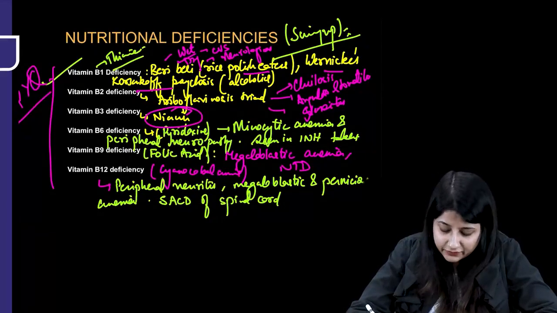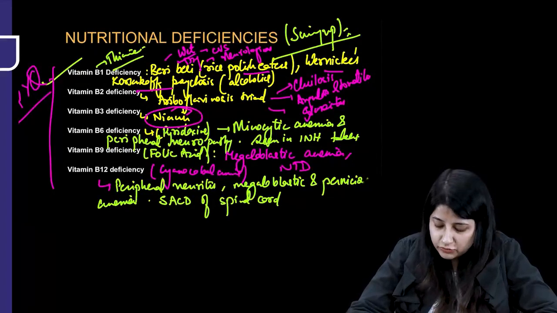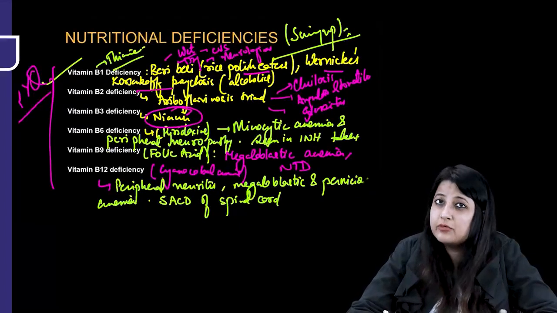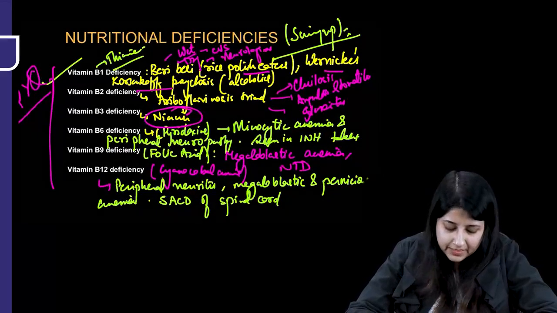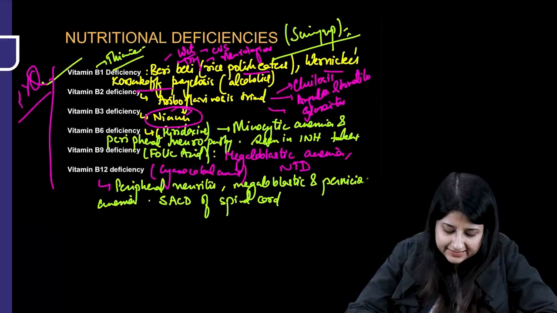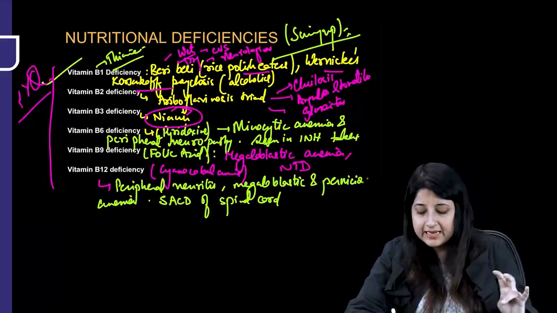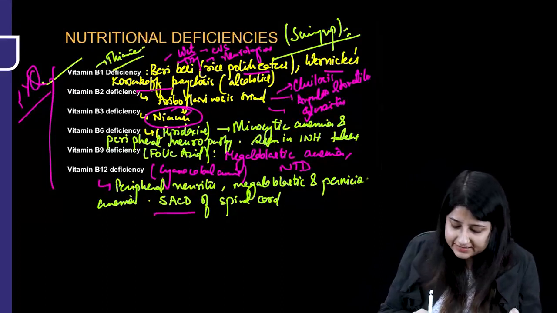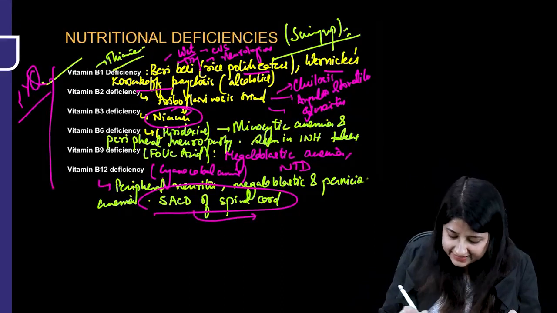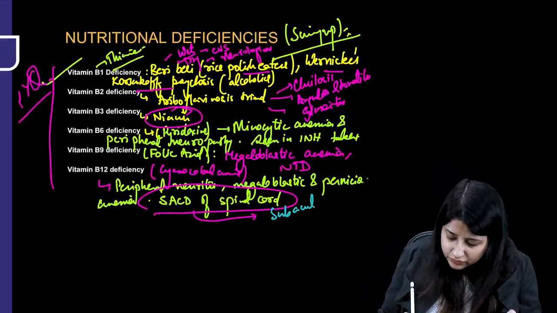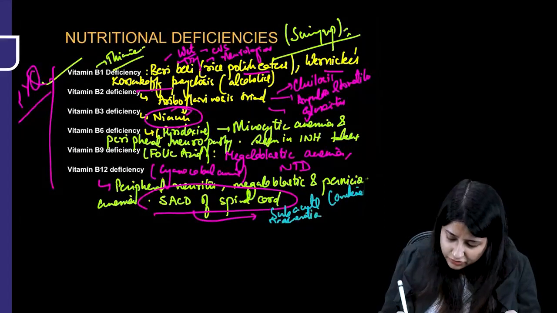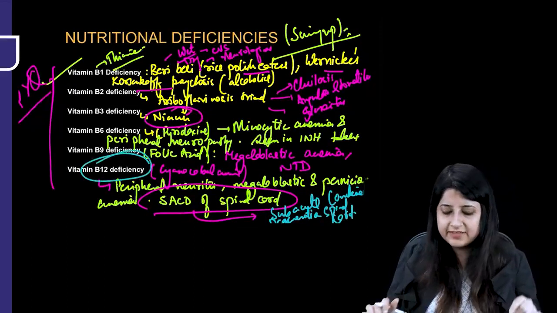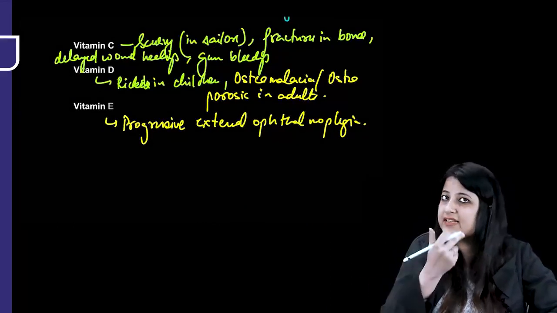Then B9. B9 is folic acid deficiency, which leads to megaloblastic anemia and NTD. Yes, women who are planning to conceive, they should take 400 microgram of folic acid every day, okay. Vitamin B12 deficiency is cyanocobalamin, peripheral neuritis, megaloblastic pernicious anemia. This is important. SACD. What is this? SACD was an MCQ, subacute combined degeneration of what? Spinal cord. So SACD is noticed in whom? Vitamin B12 deficiency.